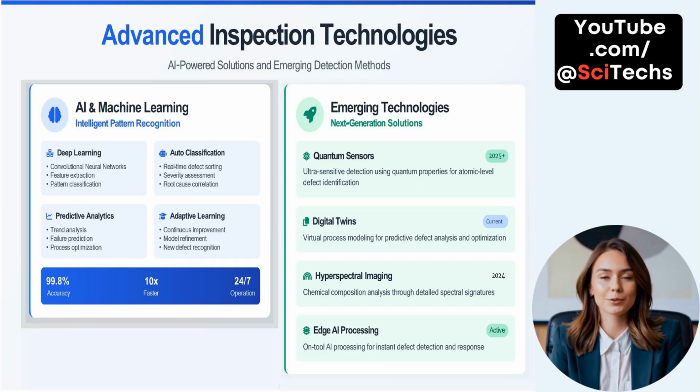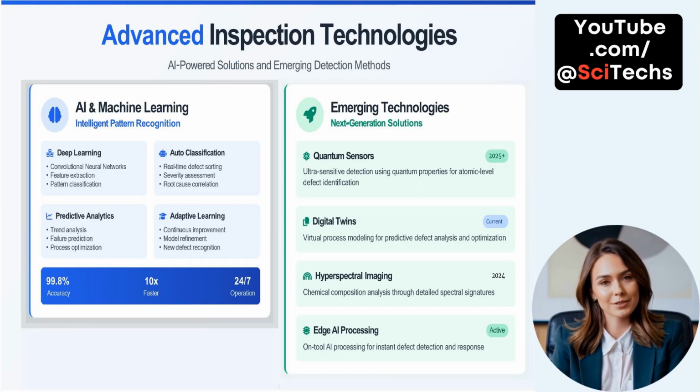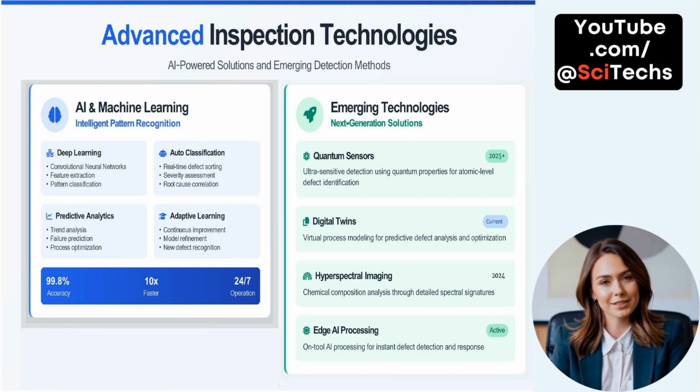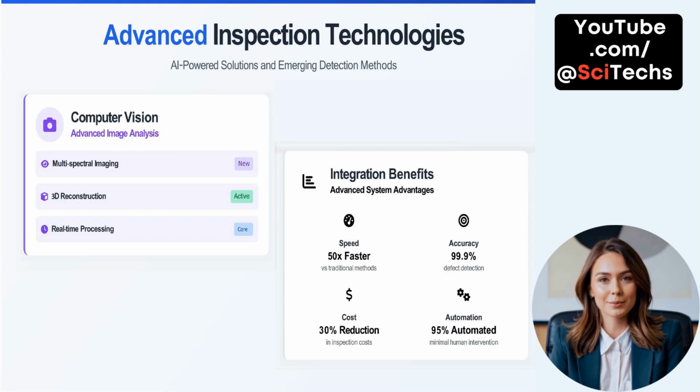On the frontier of emerging technologies, quantum sensors promise atomic-level defect identification beyond 2025. Digital twins are already modeling processes virtually for optimization. Hyperspectral imaging, emerging in 2024, analyzes chemical composition via spectral signatures. Edge AI processing is active today, enabling instant, on-tool defect detection and response. Advanced image analysis with computer vision.